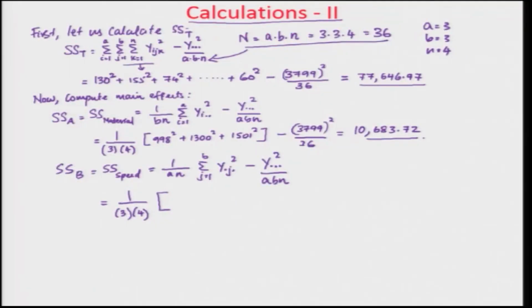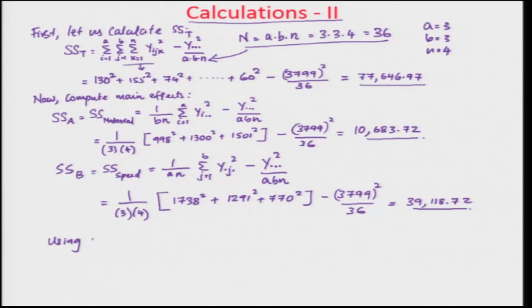So, then what we do is we put them: 1738 square plus 1291 square plus 770 square, okay. All these values are squared up, minus 3799 whole square divided by 36. The same values are being used in this particular case, and you get the value to be 39118.72.